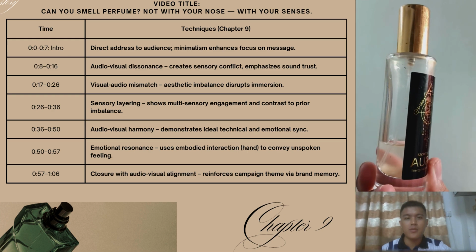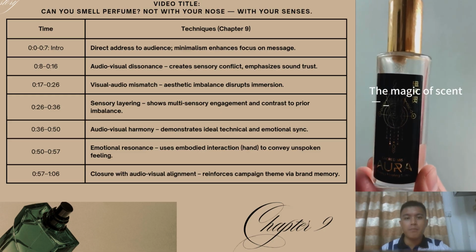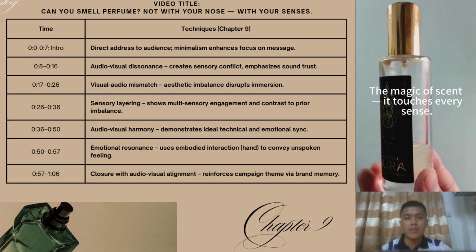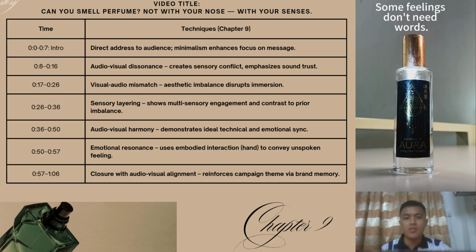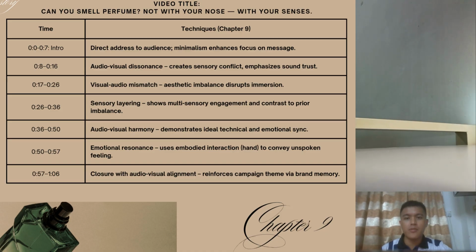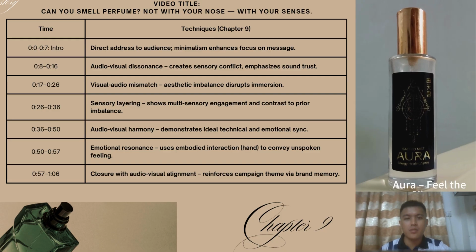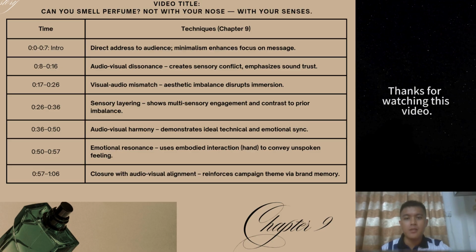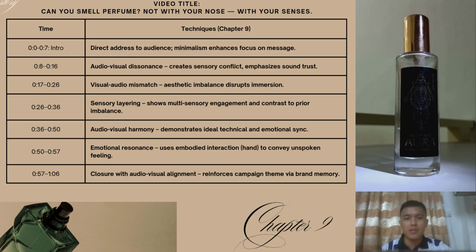From 50 to 57 seconds, we introduce a hand slowly reaching towards the bottle, paired with a subtitle, heartbeat, and ambient tones. This adds emotional resonance, using a human gesture to communicate feeling without words. Finally, from 57 to 66 seconds, we end with a still frame of the bottle and our fictional brand name, Aura, Feel the Silence. The music fades and the voiceover reinforces the campaign theme, achieving closure through audio-visual alignment.